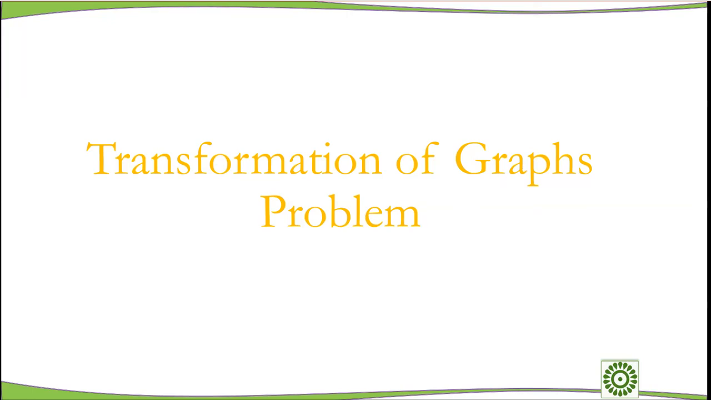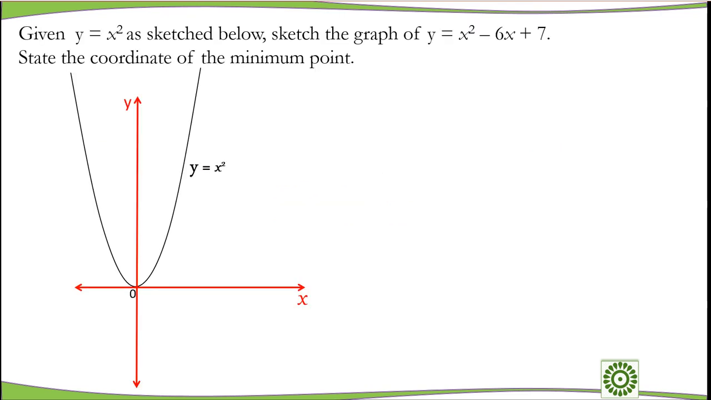In today's lesson, I'm going to present to you two problems involving transformation of graphs, one as a quadratic graph and one as a trigonometric graph. So let's look at the first one. Given y equals x squared as sketched below, sketch the graph of y equals x squared minus 6x plus 7. State the coordinate minimum point.